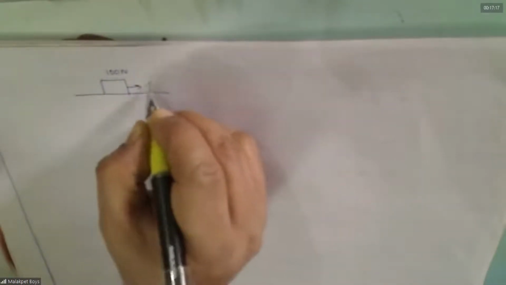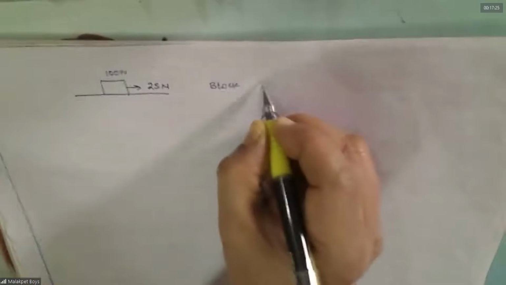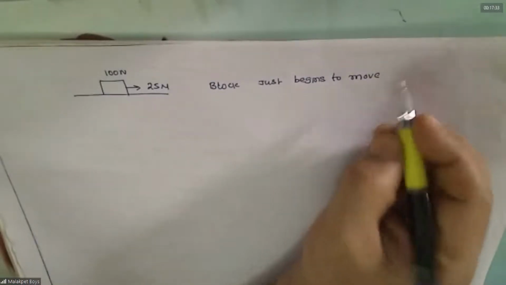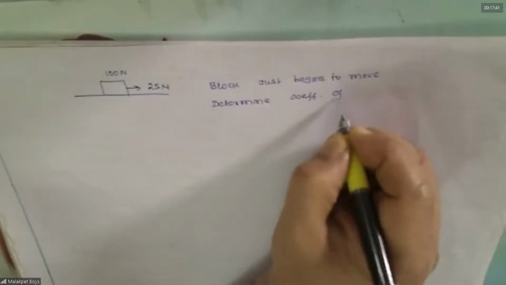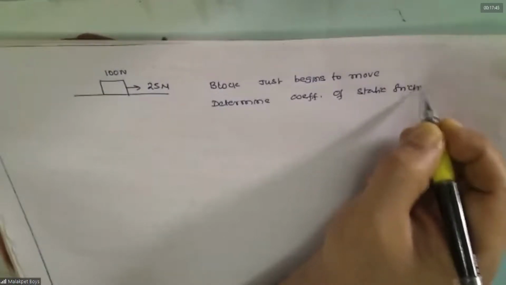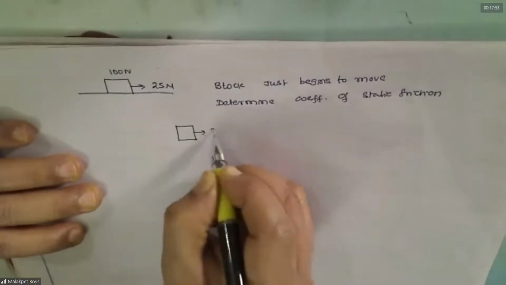See here, this is a 100 Newton block. This is a 25 Newton force. The body just begins to move. Determine the coefficient of static friction. Now you can see as the body is just beginning to move, which type of friction will be acting? The friction involved is limiting friction.